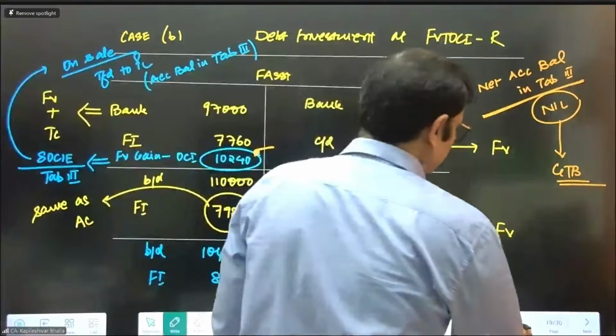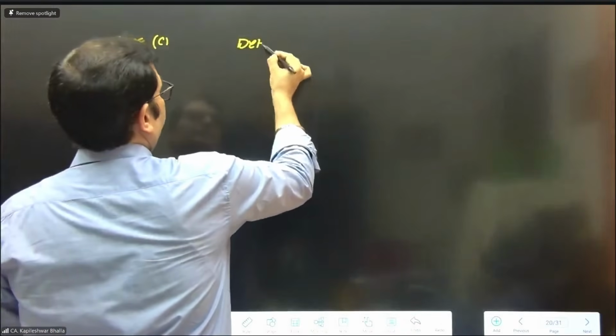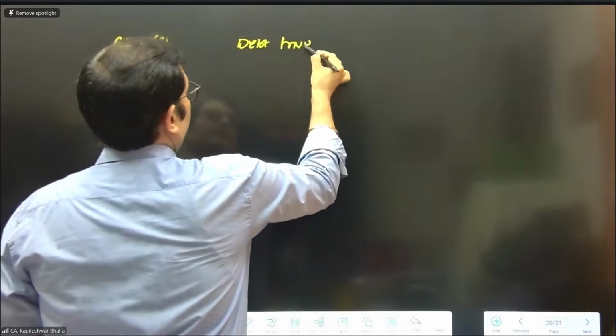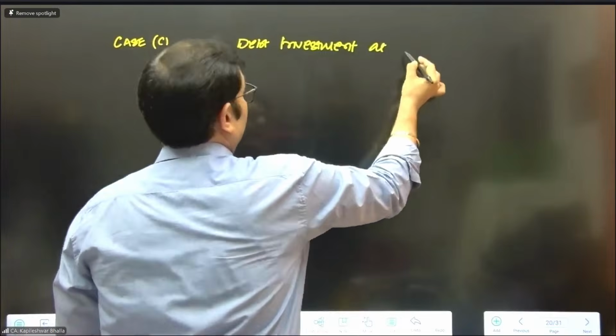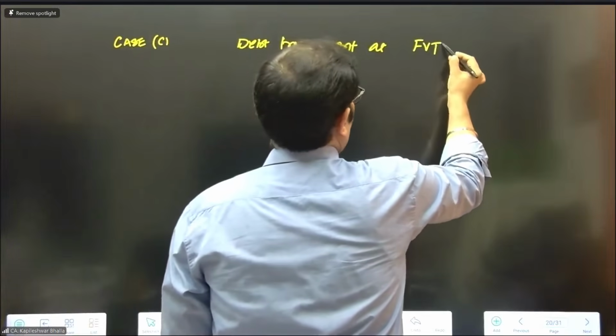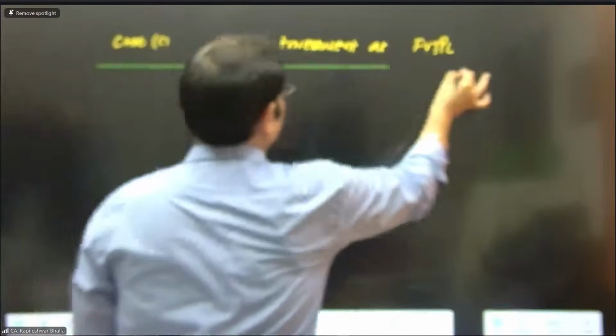Now let's go to the case number C, then we make a chart. So now we come to the case number C. That is a case of debt investments at FVTPL.